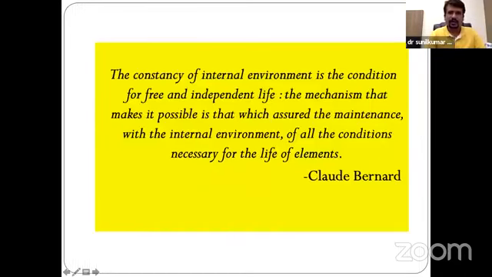Claude Bernard said once, the constancy of the internal environment is the condition to live a free and independent life. The mechanism that makes it possible is that which assures the maintenance within the internal environment of all the conditions necessary for life of the elements. So life goes smooth without much interference. So as newborn practitioners, we need to interfere at the appropriate time.